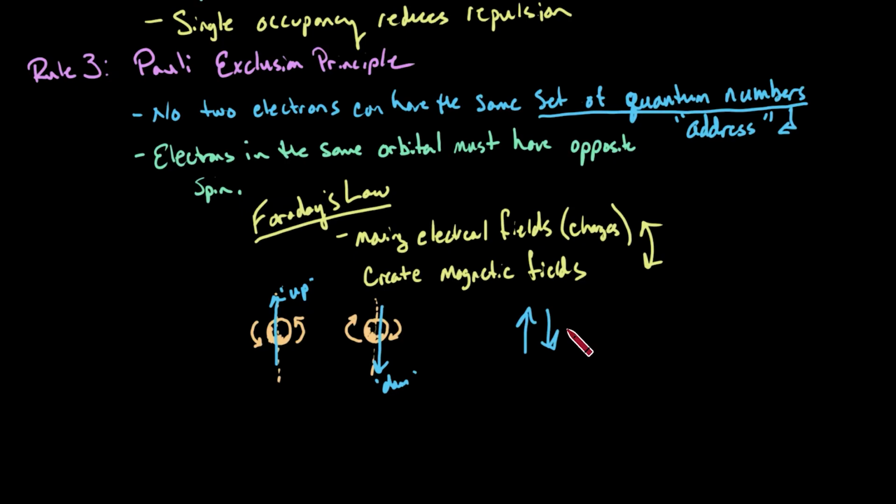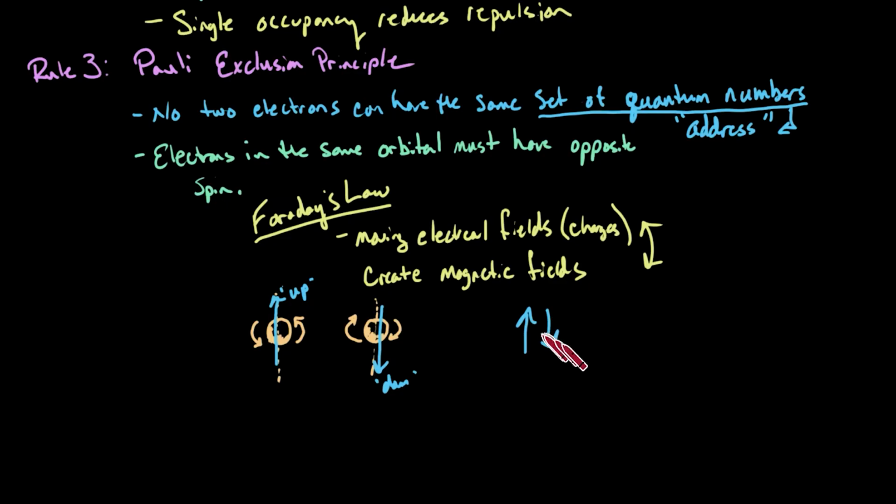Does that make sense to you guys? Right? So normally they would repel because they have the same electric charge. But because they're moving electric charges and they're spinning in the opposite direction, they can be in the same orbital because they are less repellent to each other. We good? Okay, that's the main idea behind Pauli exclusion principle.